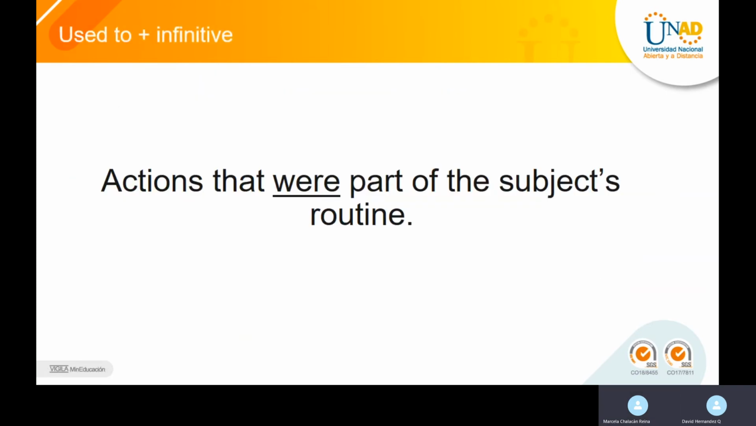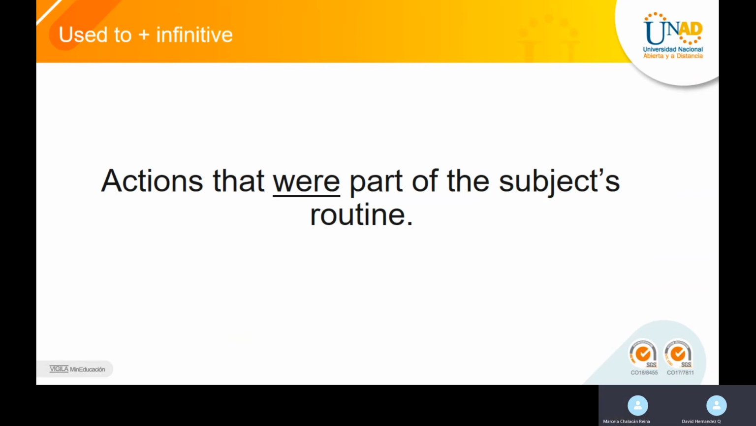Okay, we have used to and infinitive. Do you know what the infinitive is? Yes, the verb with the particle to. Yes, correct. So it's like a verb that hasn't been conjugated. It's just a verb in the basic form. For example, to jump, to read, to sleep, to sing, to talk, those are all infinitives. This structure of used to plus infinitive is used to express actions that were part of the subject's routine.